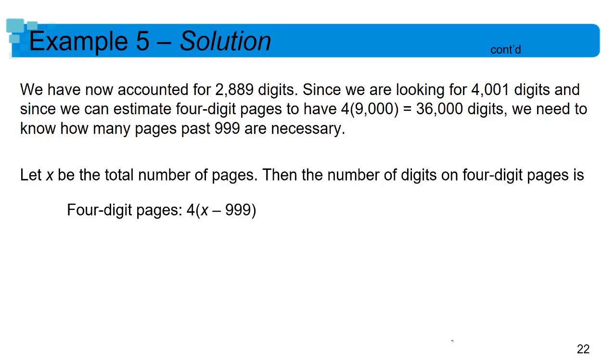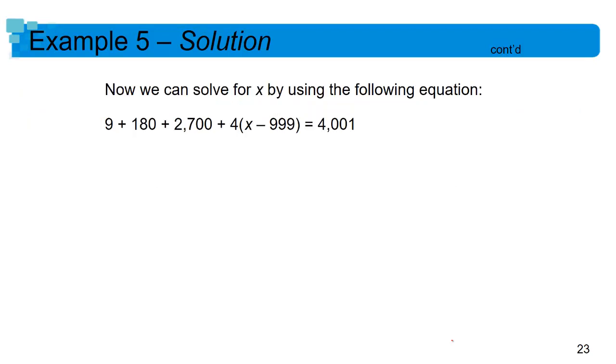So if we let x be the total number of pages, which is what we're looking for, remember, identify the question, then we take 999 away from it, multiply that by 4, and that will give us how many digits there are in those 4-digit pages. So we can now solve all this, right? We've got 9 digits for the single-digit pages. We've got 180 digits for all the 2-digit page numbers. Then we had the 2,700 for all the 3-digit, and then 4 times (x minus 999) for all the 4-digit pages that we have. And when we add those all together, that has to be a total of 4,001.